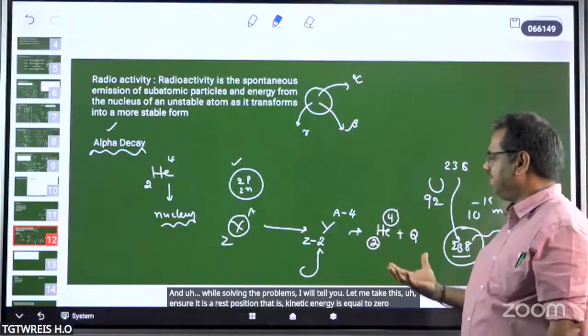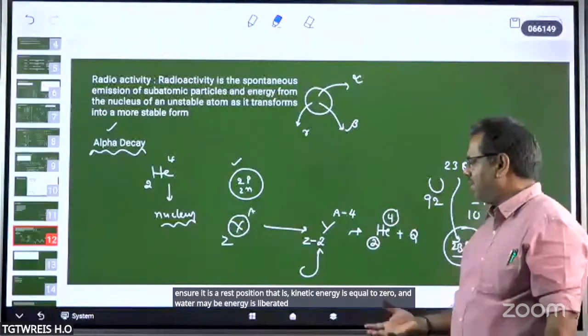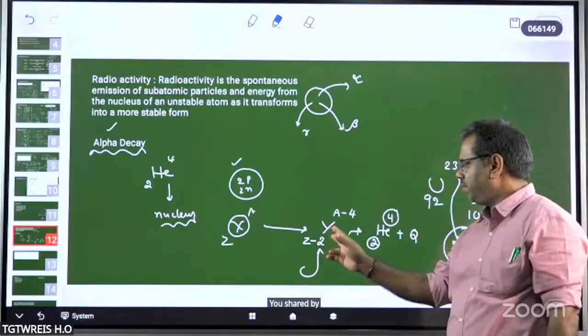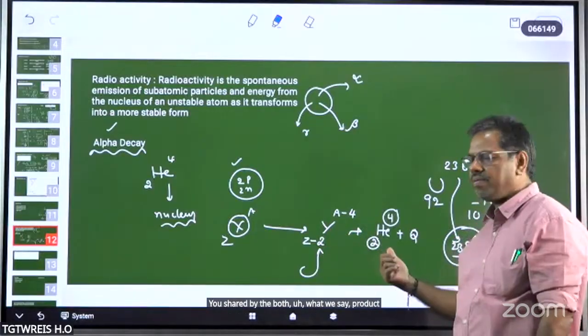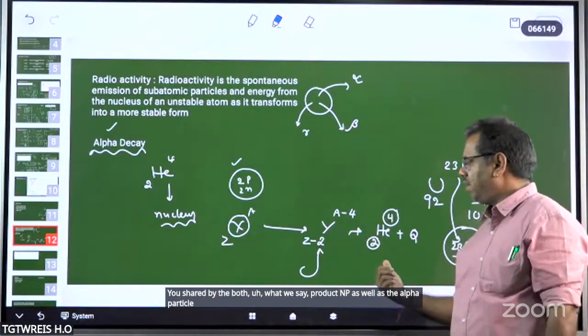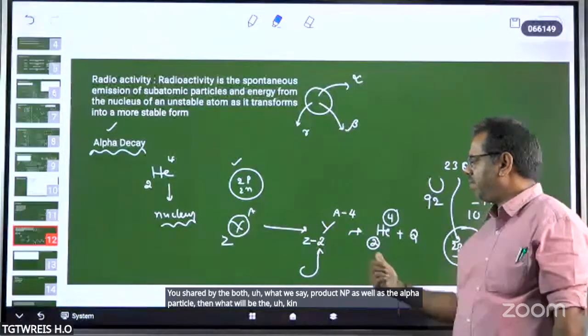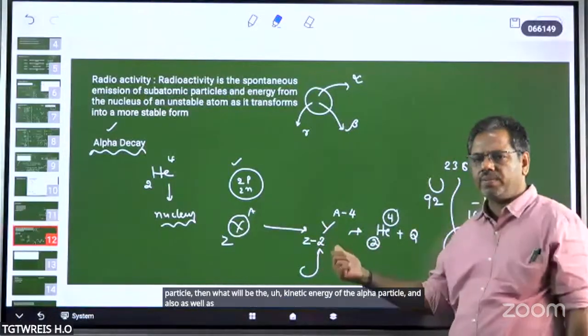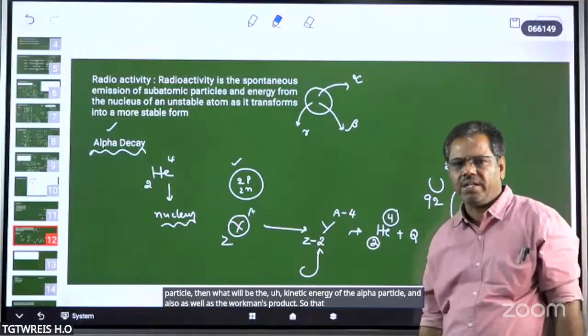And whatever energy is liberated is shared by both the product nuclei as well as the alpha particle. Then what will be the kinetic energy of the alpha particle as well as the product? That we will do while solving the problem itself.